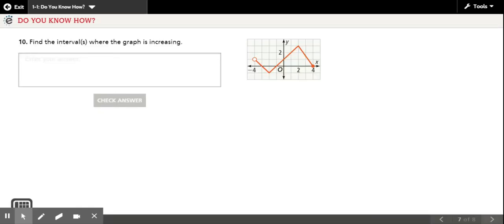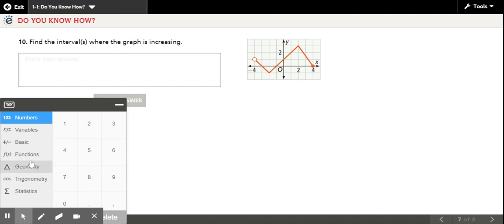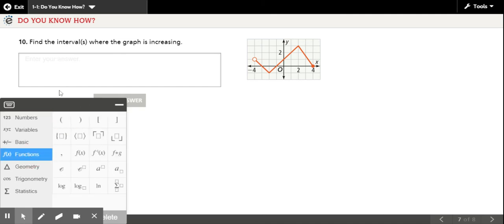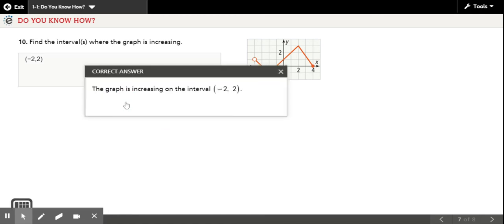Now we get increasing. It's only increasing on that middle section there. So where's the graph going up? What are the x values when the graph is going up? So it's from an x value of -2 all the way to an x value of 2. And again, it will be parentheses because we are not including the -2 and the 2. Okay.